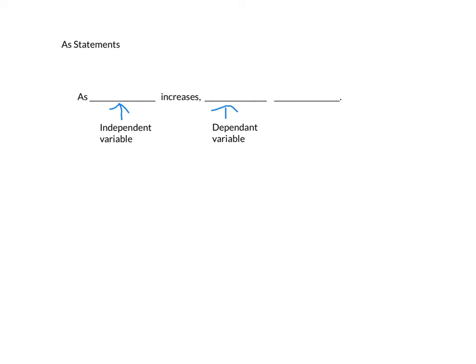So as our independent variable increases, our dependent variable, and then we have our last blank. And it's this last blank here that can be based on the type of correlation or trend, meaning that we would either put increases or decreases. So we've laid out our basic structure, and we know what information needs to go where. Now we're going to look at 2 examples in order to actually write out our as statements.